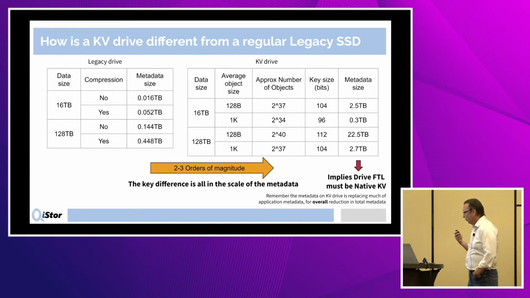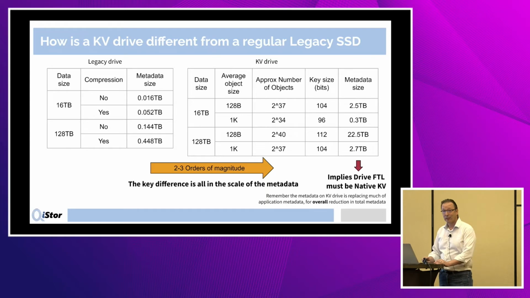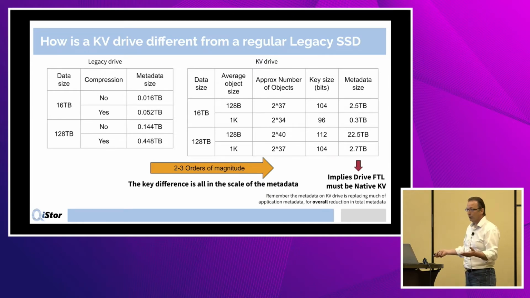So the implication of this is if you're building a key value SSD, you must build a native key value SSD. You can't build a layered approach. You can't just say, okay, we're going to build a key value SSD, we're just going to port LSM into the device, and we'll run LSM in the device, and that's going to work. It won't. Because of the scales here.